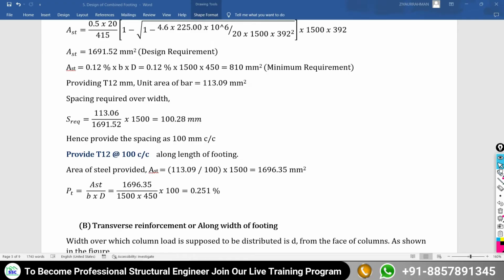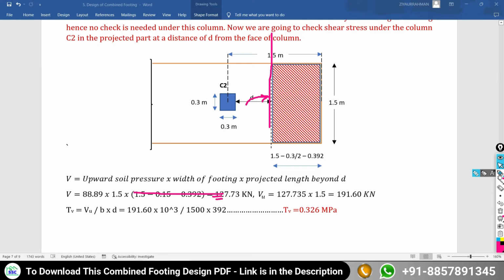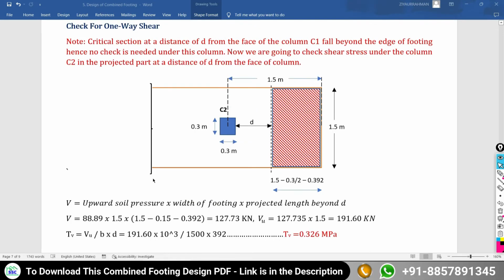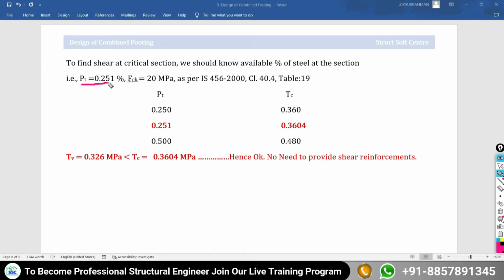That's why we are performing this one-way shear at the end. Many of you may wonder why we perform the one-way shear at the end. Because to perform the one-way shear, we need the percentage of reinforcement. Without the percentage of reinforcement at that particular section, how can you perform the one-way shear check? That's why I do the check against one-way shear at the end of the problem. So finally, we have the percentage of reinforcement as 0.251 and the characteristic strength of concrete is 20.